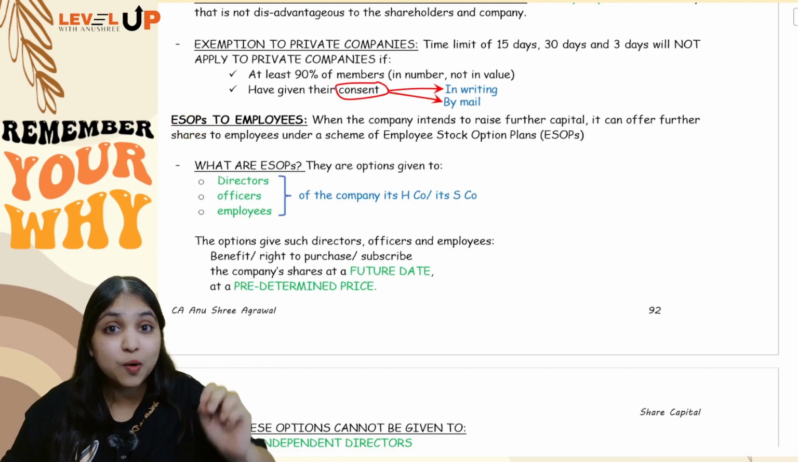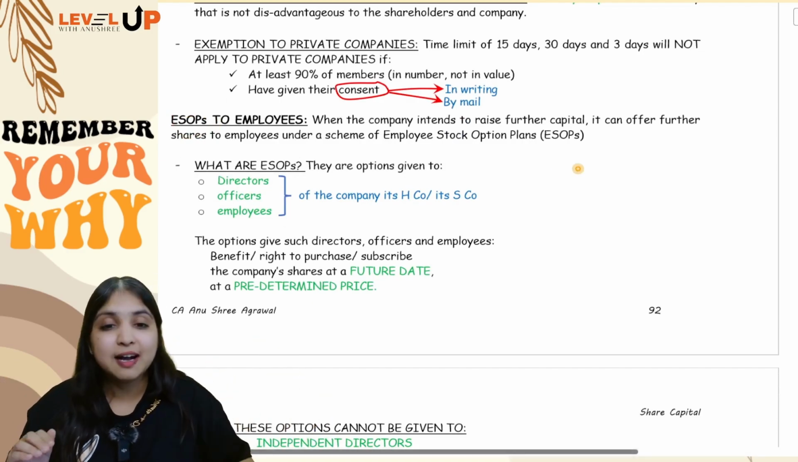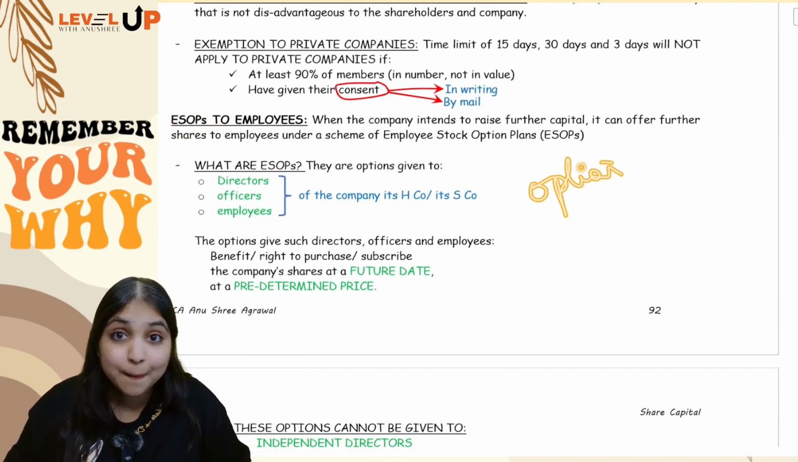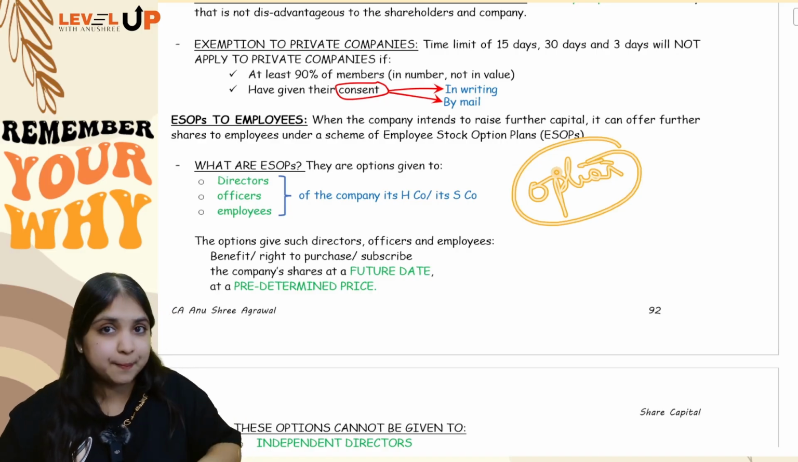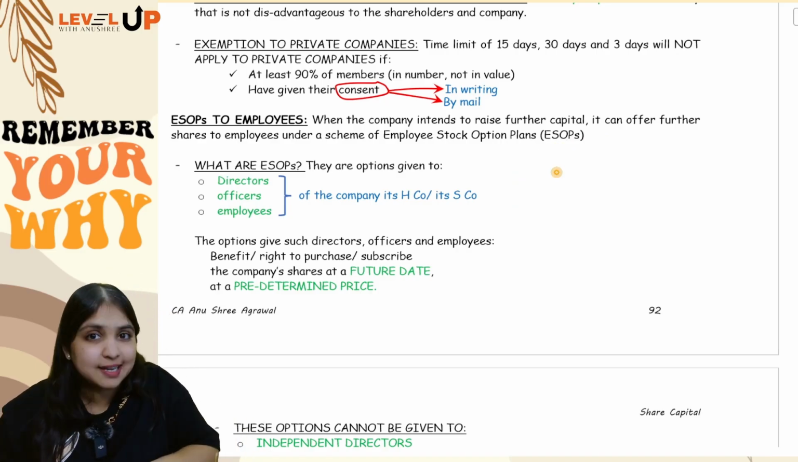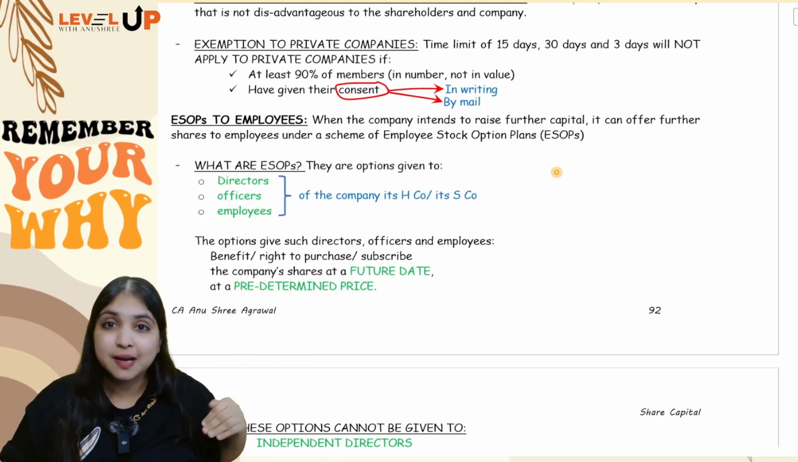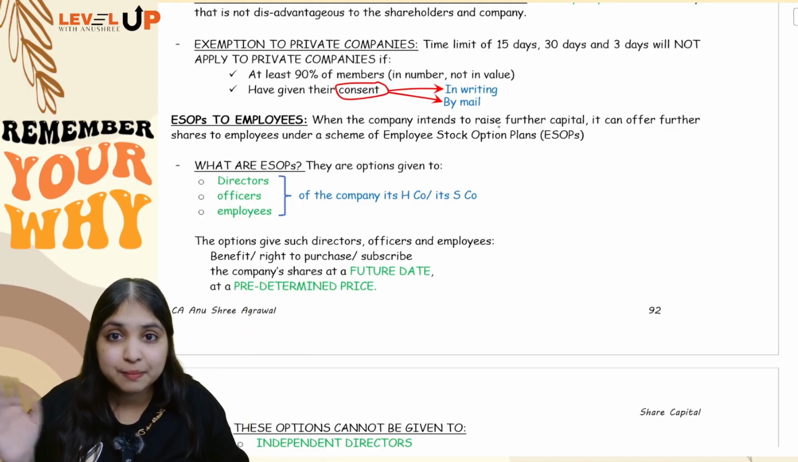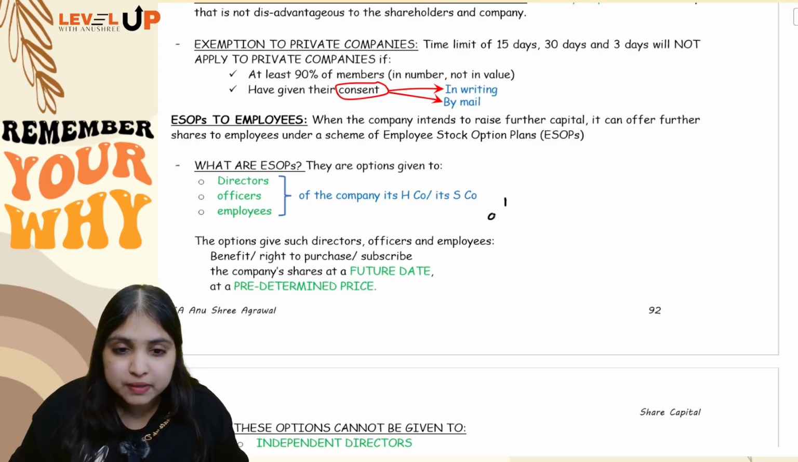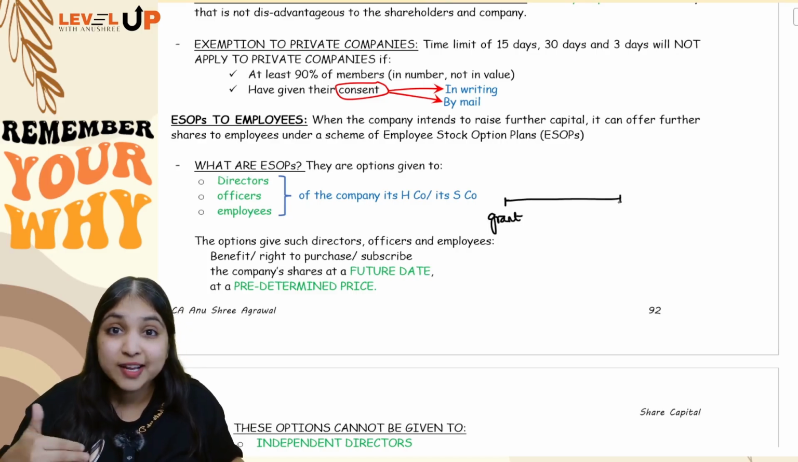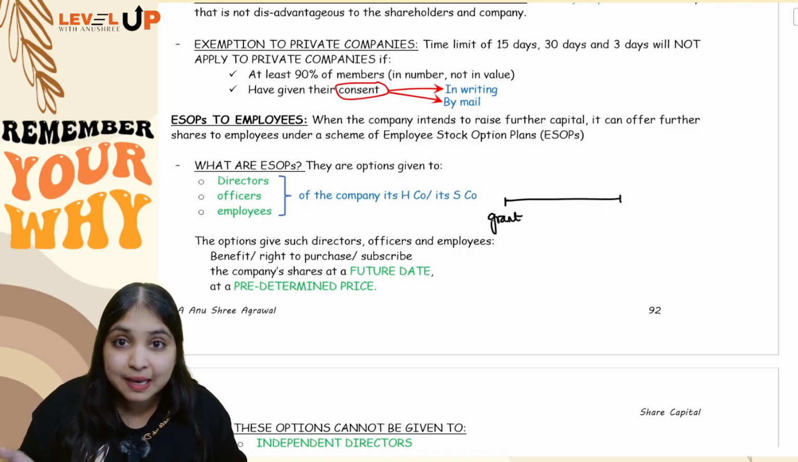Remember, ESOPs, employee stock option plans. Here we are giving an option, not an obligation. We are giving an option to the employee. Today we are giving an option telling the employees that, if you want, in the future you can buy the company's shares. Here, if you remember, we had multiple terminologies. We will see what is the date of grant of option. But immediately the employees cannot exercise the option. There will be a time gap.